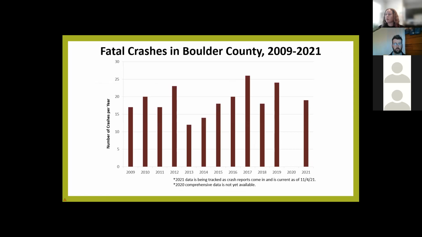So with our Vision Zero target and goals, part of that work includes tracking the number of fatal crashes that occur each year. So here we are displaying the number of fatal crashes that occurred each year in Boulder County from 2009 to 2021. The trend has remained about the same since 2009, with an average of 19 fatal crashes each year. As well, we do not have 2020 comprehensive data available yet, and 2021 data is being tracked as crash reports come in, and it's current as of November 4th.